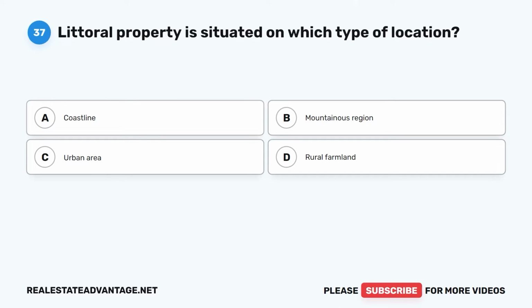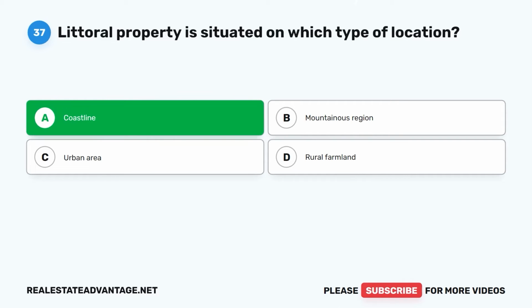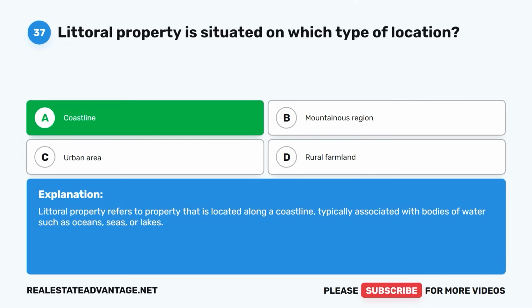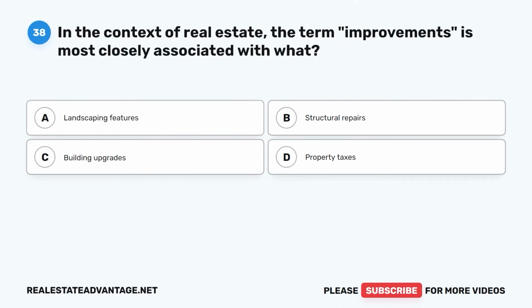Question 37. Littoral property is situated on which type of location? A. Coastline. B. Mountainous region. C. Urban area. D. Rural farmland. The correct answer is A. Coastline. Littoral property refers to property that is located along a coastline, typically associated with bodies of water such as oceans, seas, or lakes.